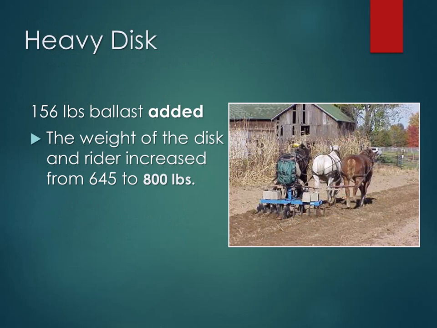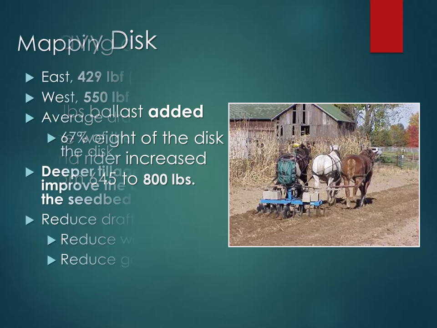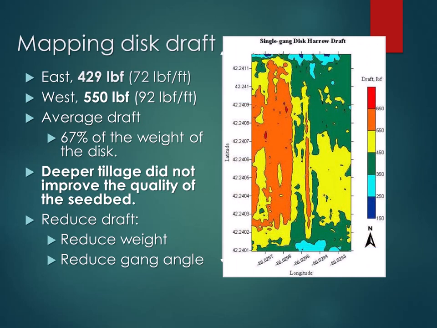We also evaluated the impact of additional weight on the disc. Here, you see 4 concrete blocks added to the disc. This increased the weight of the disc with the rider to 800 pounds. We recorded location and pulling force information once per second and used GIS software to create a map of variations in draft across the field.